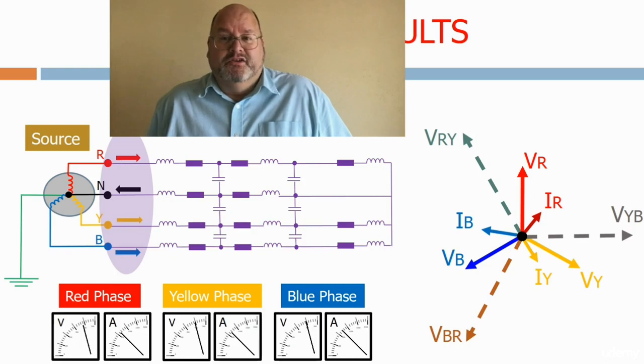If we now try and summate all of the currents, it will equal zero, as the current flowing out through the phases balances out with the currents flowing back through the neutral.